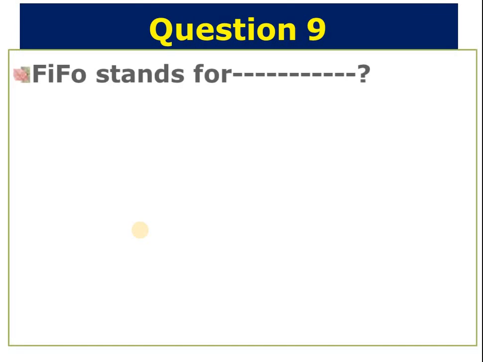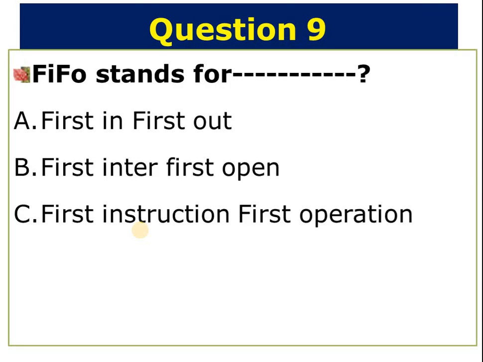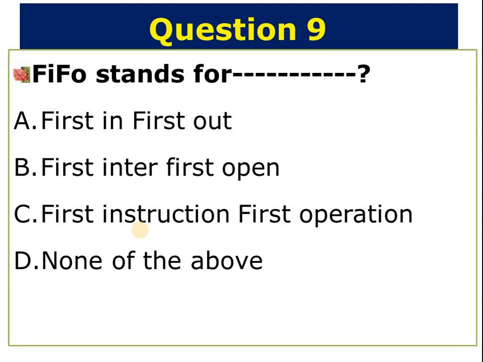Question number 9. FIFO stands for, or the meaning of FIFO is, A. first in first out. B. First enter first open. C. First instruction first operation. D. None of the above. Choice A is the answer. FIFO means first in first out.